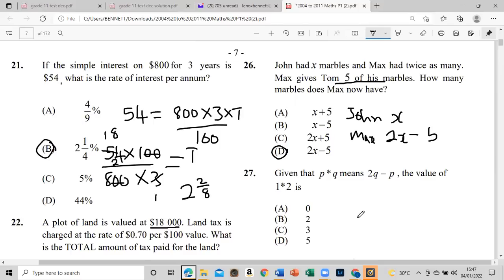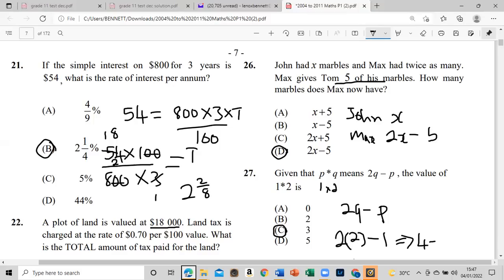Given that P asterisk Q means 2Q minus P, the value of 1 asterisk 2 is, so we're just going to substitute the value. So P is 1 and Q is 2. Alright. So they say 2Q minus P. Now 2Q will be 2 times 2, because Q is 2. Now minus 1 coming. So 2 times 2 is 4. 4 minus 1, that is 3. So our answer for that one is 3.